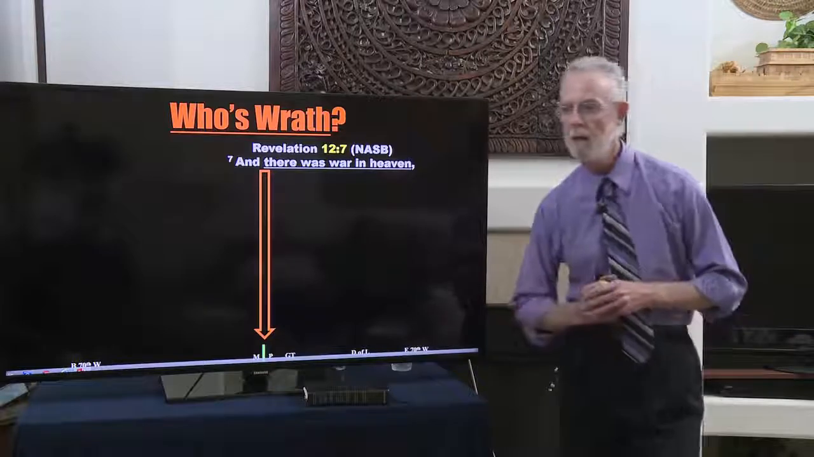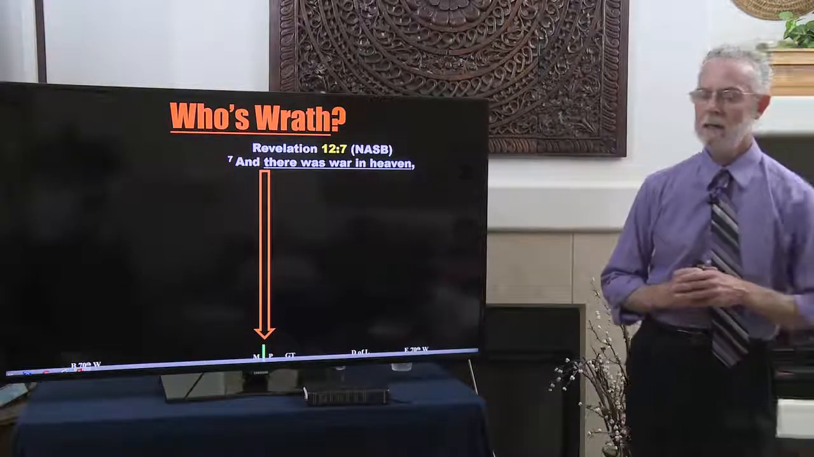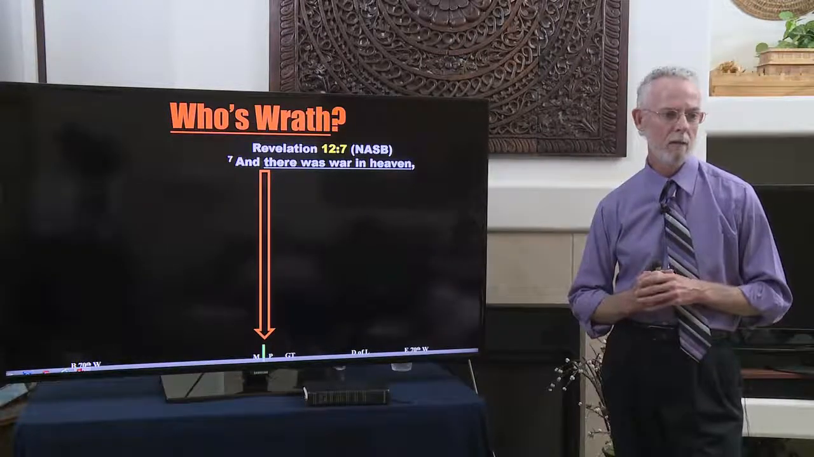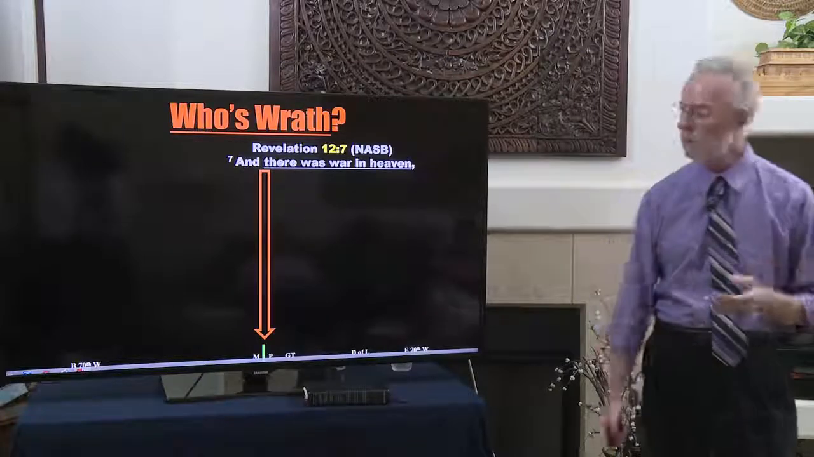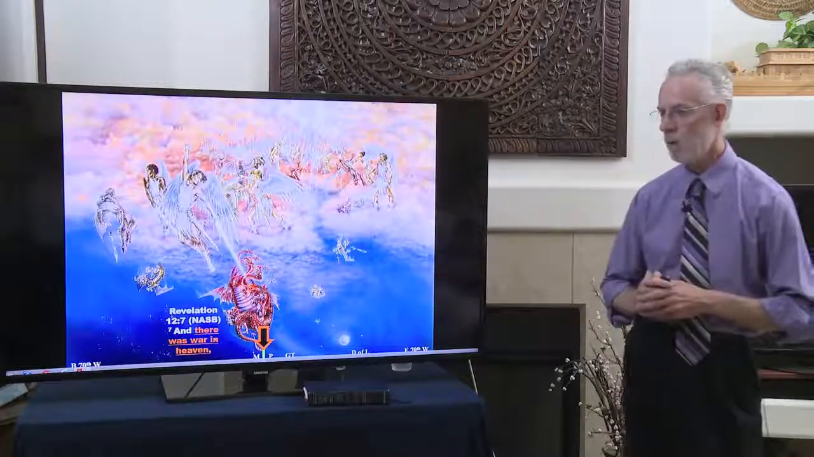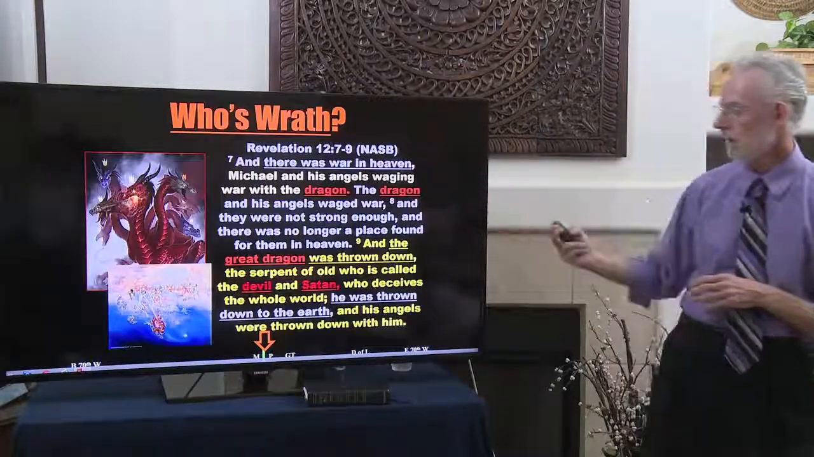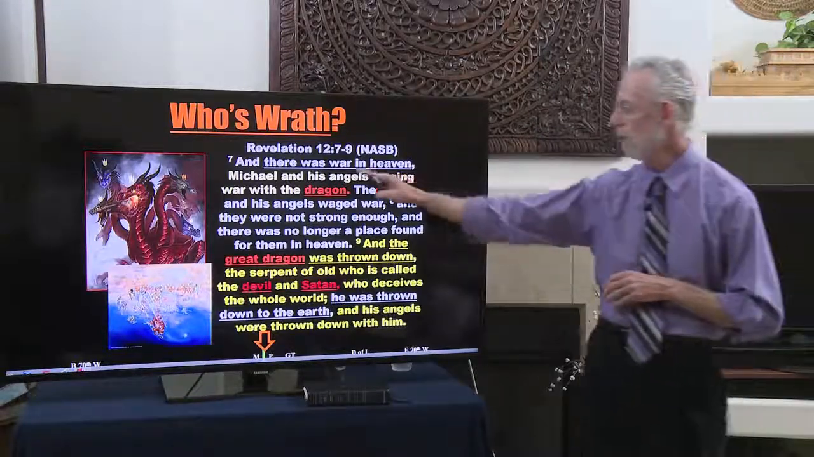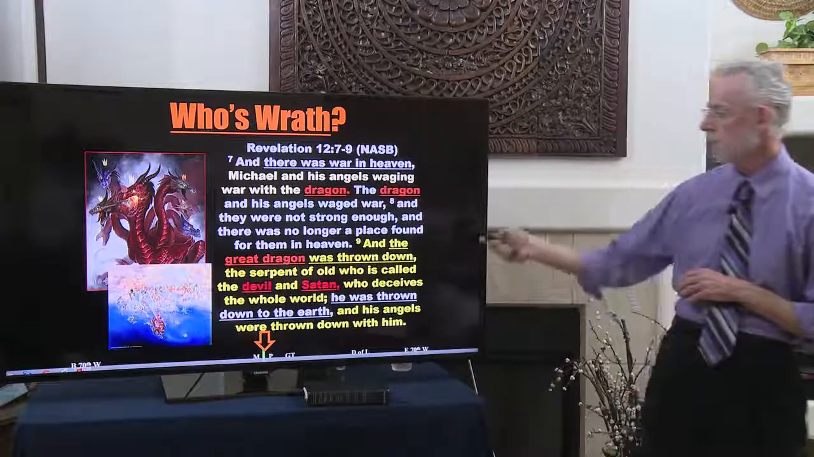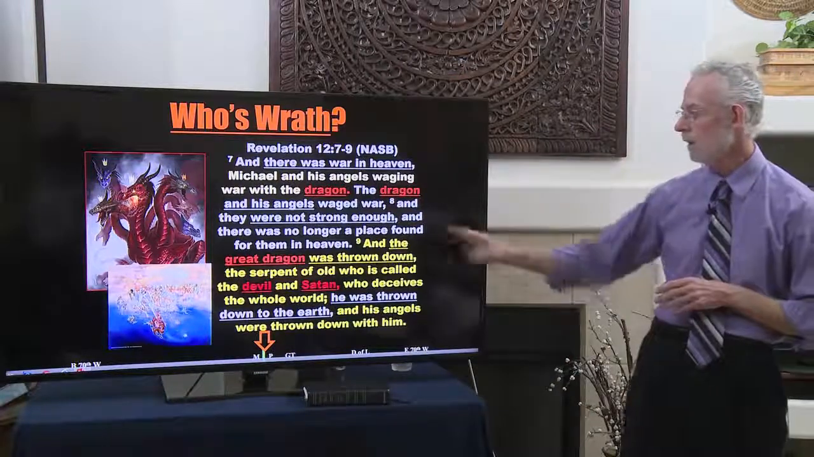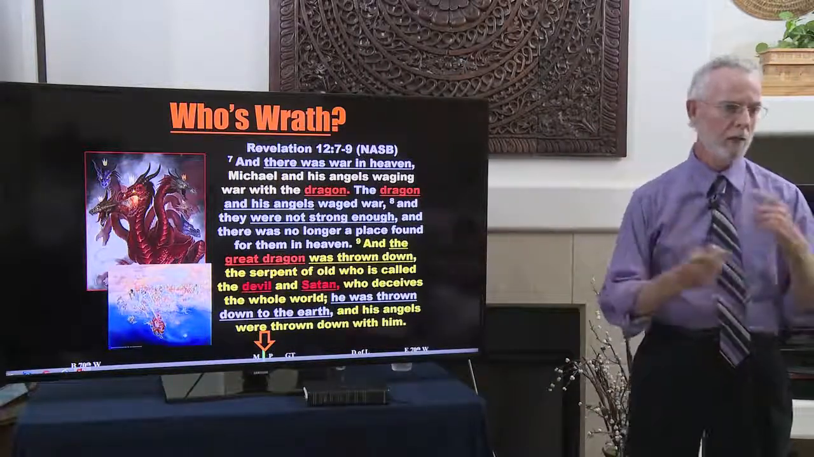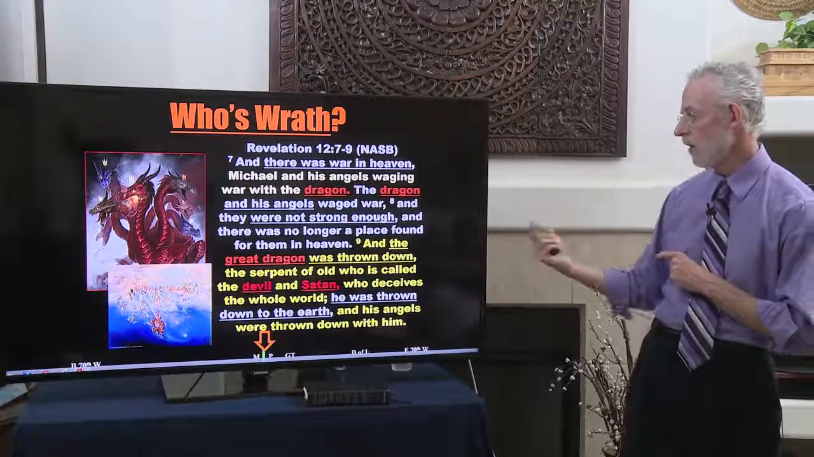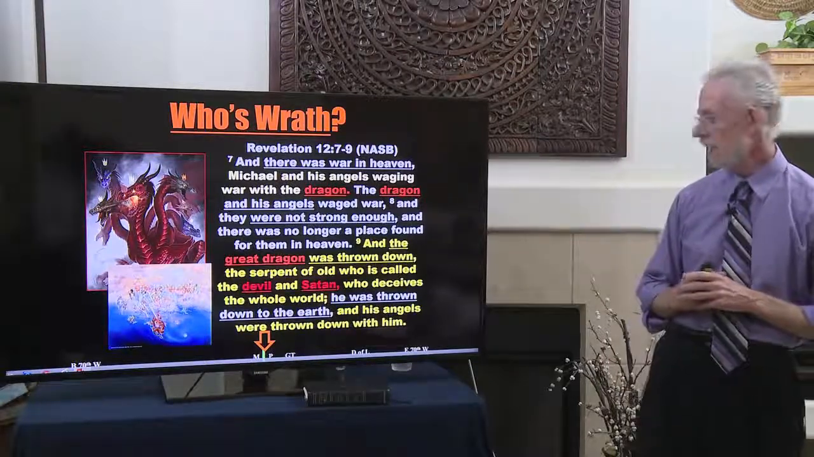There was a war in heaven. That's an amazing verse. Because again, when we think about heaven, we don't normally think about war. Well, we're told there's a war in heaven at this point, and we're told who's fighting. Michael and his angels were waging war with the dragon. The archangel Michael and his angels are fighting with the dragon, and we're told that the dragon and his angels waged war, but they weren't strong enough. Satan and his angels fight back, but they're not strong enough. There is no longer a place found for them in heaven.